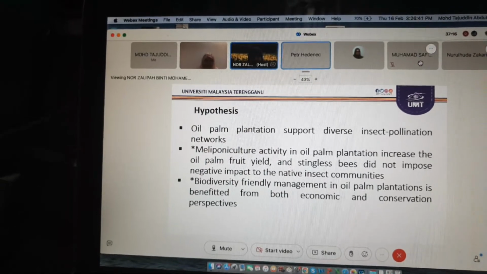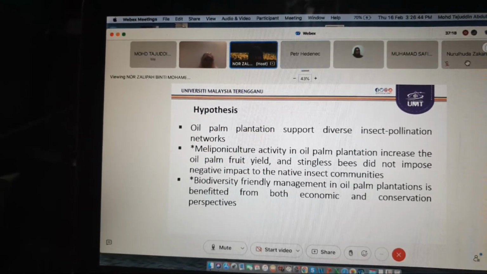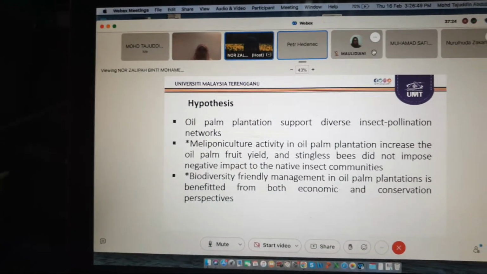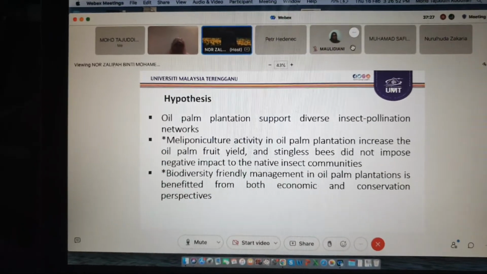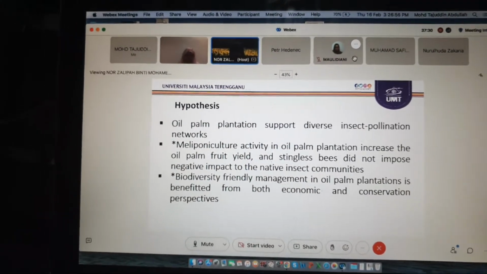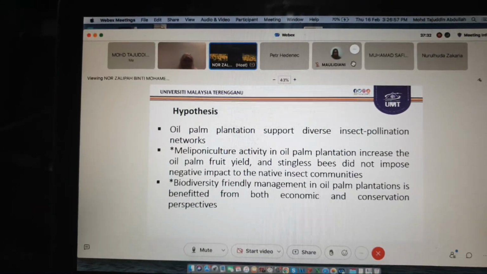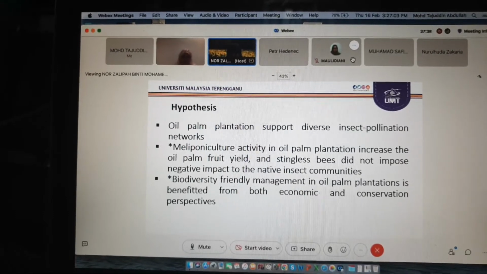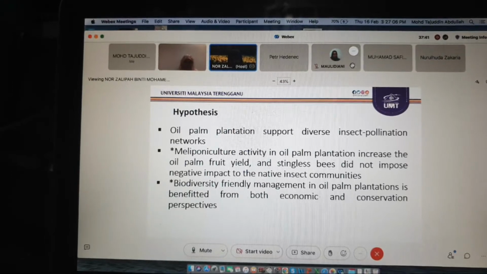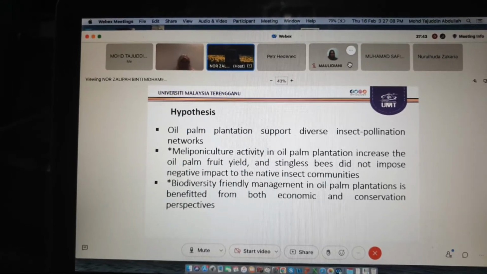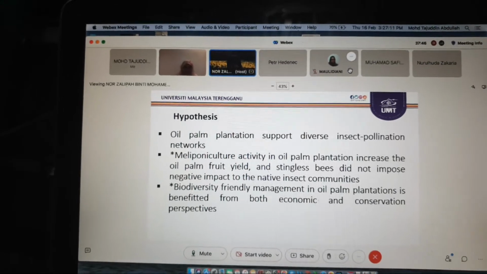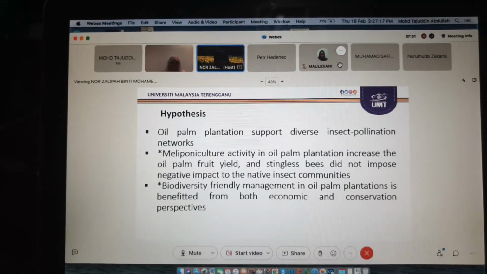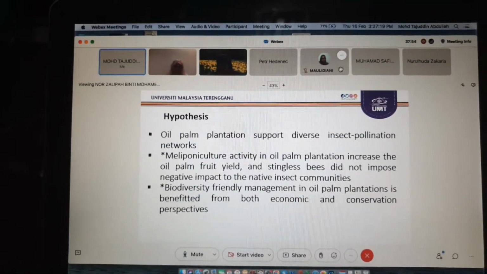So thank you, Peter. Meliponiculture is actually the rearing of stingless bees. We hope that the stingless bees forage at the oil palm flowers and become pollinators, and they also produce honey. That would generate the economic impact to the farmers, the oil palm planters. So that would be your impactful outcome.